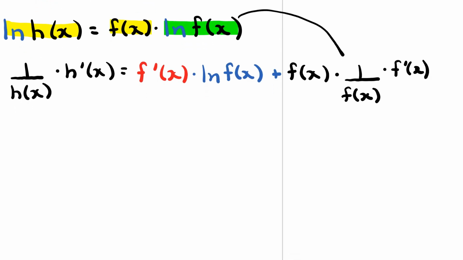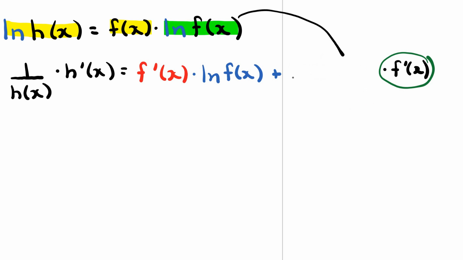Okay, so let's see if we can simplify this. What I see here is there's an f of x times 1 over f of x. So those can technically cancel, and you're left with just the f prime of x. So if I erase all this, I have plus f prime of x.